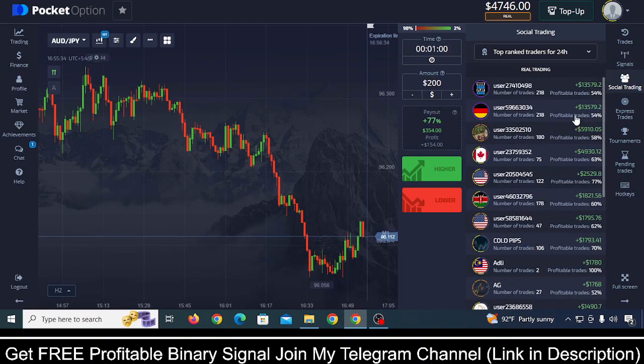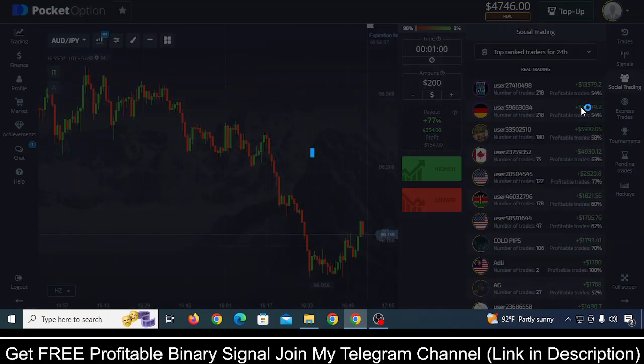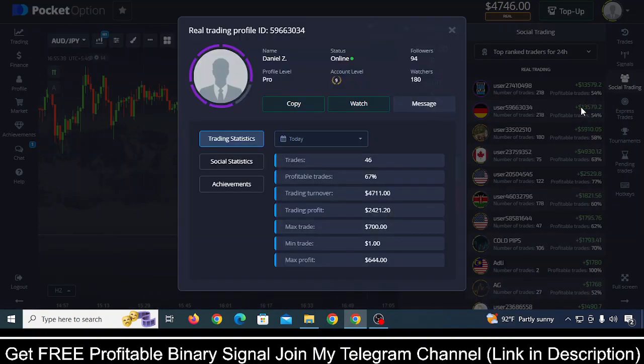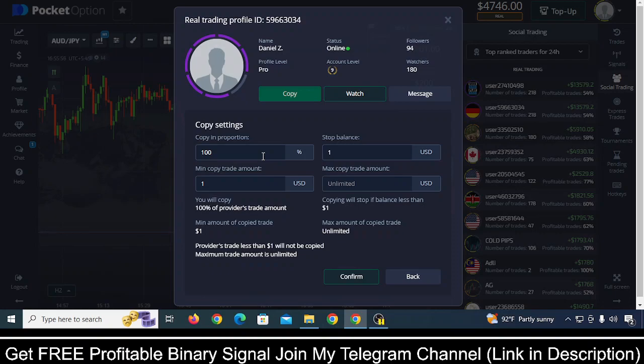Okay, let's say you found that person, for example this one. I will also tell you how you can find a person who makes the minimum and maximum trade amount the same in every trade. But firstly, let me explain how copy trading works. Let's say this is the ID that makes the same amount of trade, and you just click on copy. Let's say he makes $200 per trade and you want to copy the whole amount, $200 per trade. You can leave it at 100 and remove this stop balance.